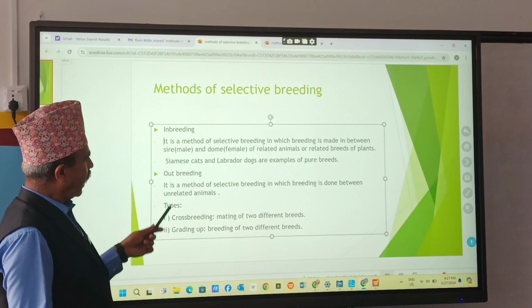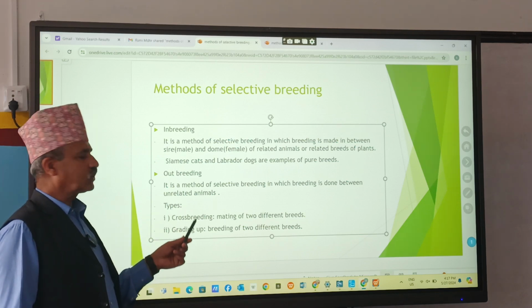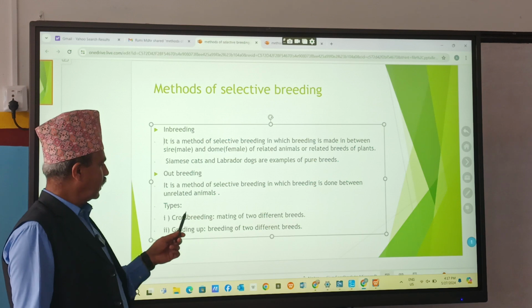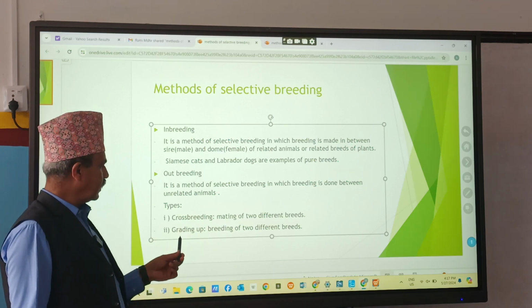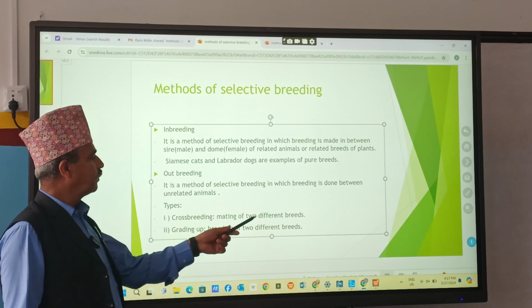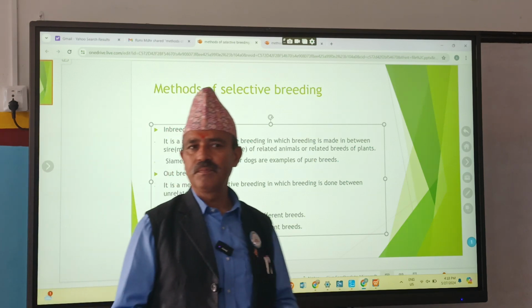In outbreeding, how many types? Two types. What are they? Crossbreeding and grading up. What is done in crossbreeding? Mating of two different breeds, and here breeding of two different breeds. Here mating, here is breeding. Right? So now whose turn?